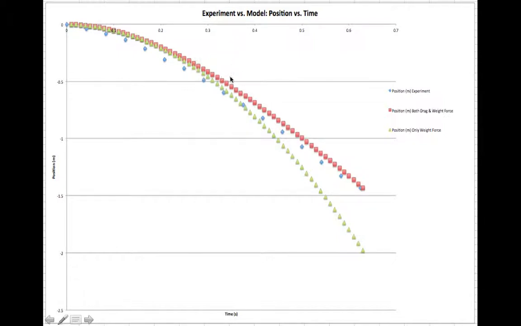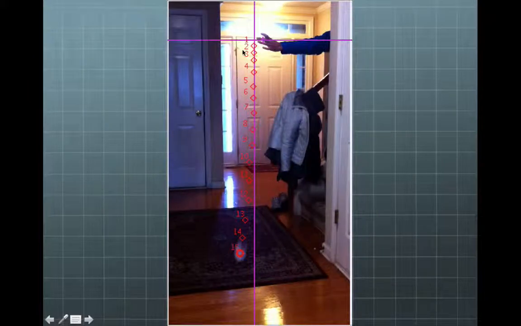There's a slight discrepancy in the middle, and that could be due to a miscalculation of where the center of mass actually was, because it was blurry, and because the ball did not drop in a straight line, as you can see by the origin and the center of mass positions.